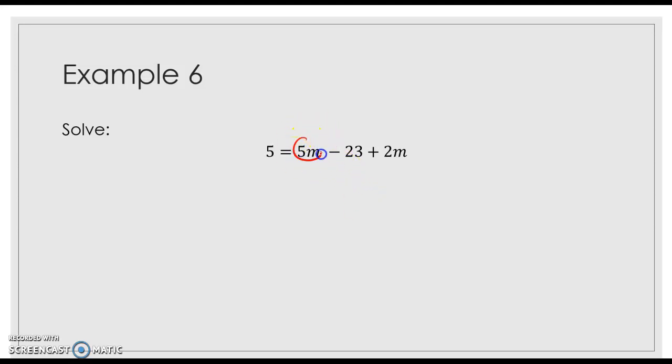I see that I have a 5m and a 2m, and so my first step, and here's our proof, our reasons. So here's our given. Our first step is that we're going to combine like terms. I call that CLT, combine like terms. Now, combine like terms only happens on the same side of the equal sign. I want to point that out. Combine like terms is when we have an expression that we're simplifying on one side of the equal sign before we move things over.